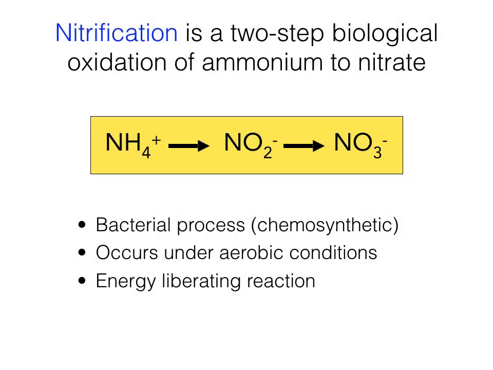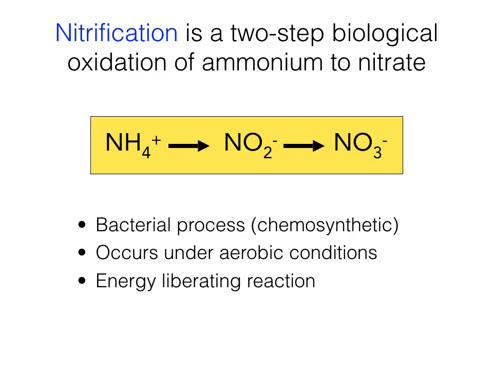Nitrification, again, is this two-step biological oxidation of ammonium to nitrate through an intermediate, nitrite. So we have ammonium to nitrite and then nitrite to nitrate. This is a bacterial process. It's chemosynthetic. That means that the bacteria involved in this, species like Nitrosomonas, Nitrosococcus, Nitrobacter, and so forth, actually derive energy from this reaction. They're oxidizing ammonium to nitrate, and in doing so, it liberates energy for their biological processes.